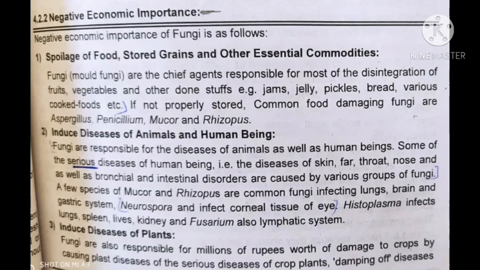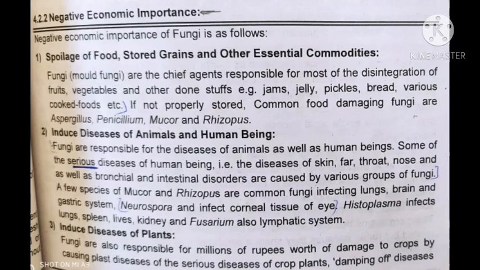Some fungi induce diseases in animals and human beings. For example, some of the fungi cause serious diseases in human beings, among them skin diseases, throat diseases, nose infection, bronchial and intestinal disorders, etc. The species of Mucor and Rhizopus are common fungi infecting the lungs, brain, and gastric system. Neurospora infects corneal tissue of the eye. Some fungi like Histoplasma infect the lung, spleen, and kidney. The fungus Fusarium also infects the lymphatic system.